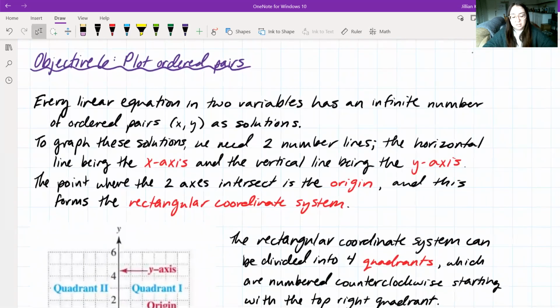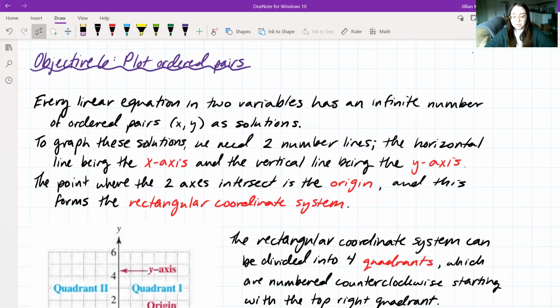Then our last objective, we want to plot ordered pairs. So now we have our ordered pairs and we want to plot them. So every linear equation in 2 variables has an infinite number of ordered pairs, x, y, as solutions. So when we find our solution, like in our previous examples, that would just be one of infinitely many solutions. So there are many solutions to 2 variable linear equations.